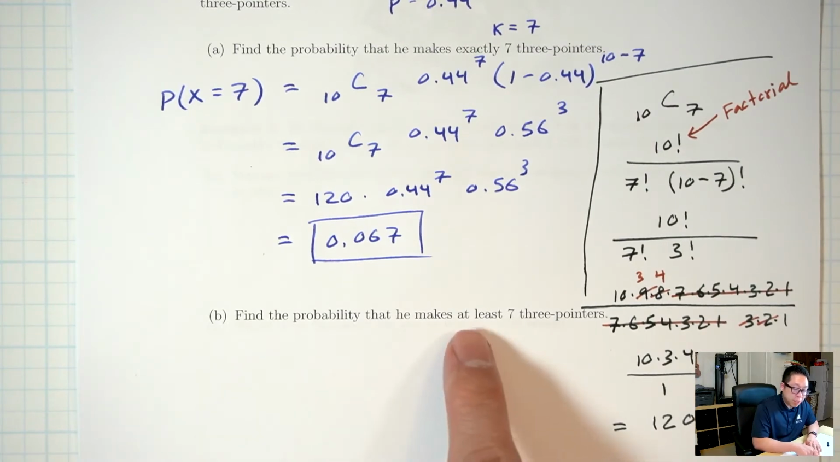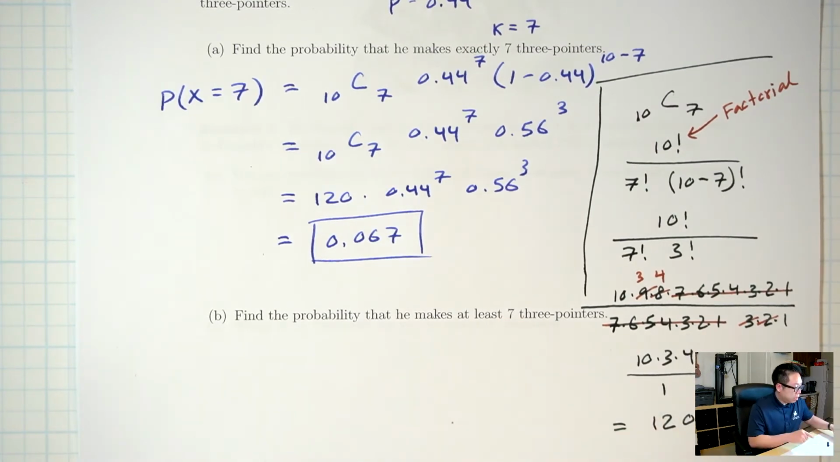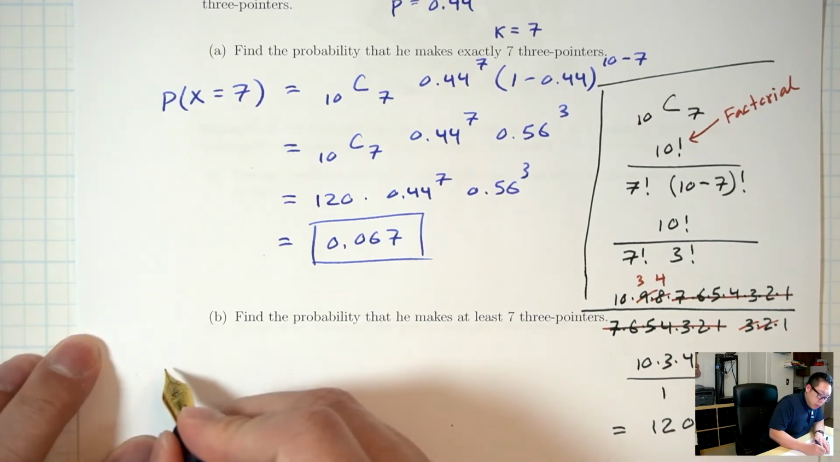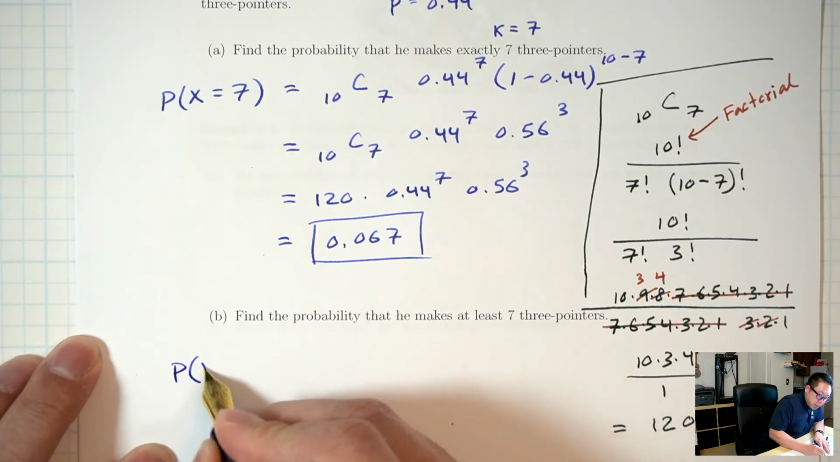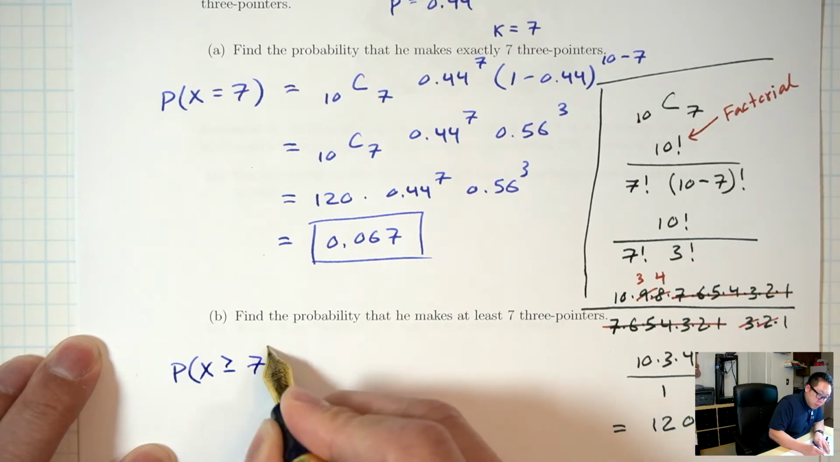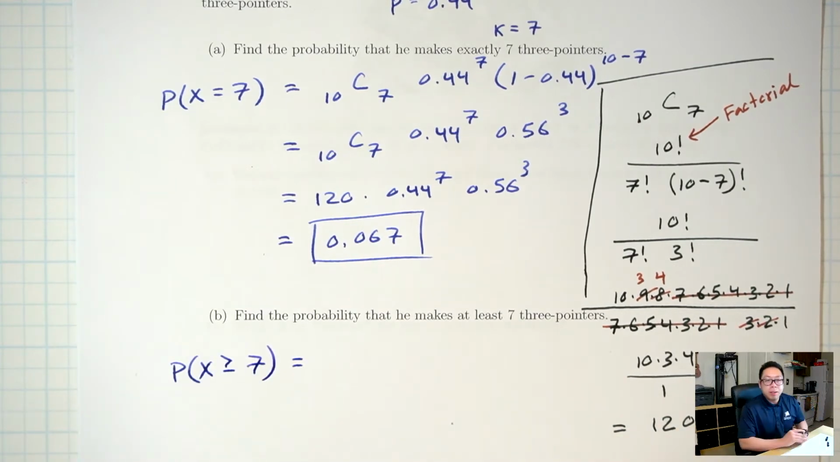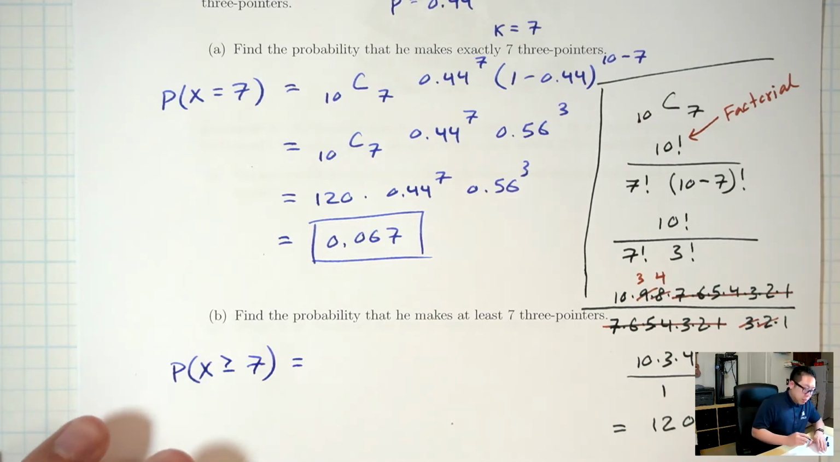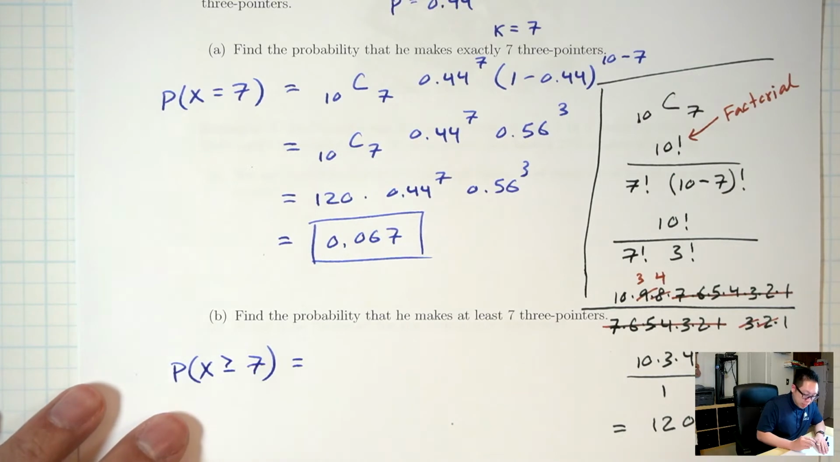Find the probability that he makes at least 7 3-pointers. So what does at least 7 mean? At least 7 means 7 or more, right? So I'm looking for the probability of him making 7 or more, X greater than or equal to 7. Because if he makes 7, they'll win the game, but if he makes 8, 9, or 10, they'll also win the game, right?